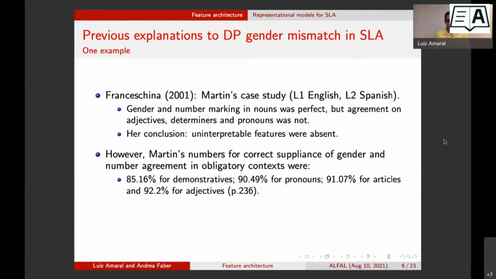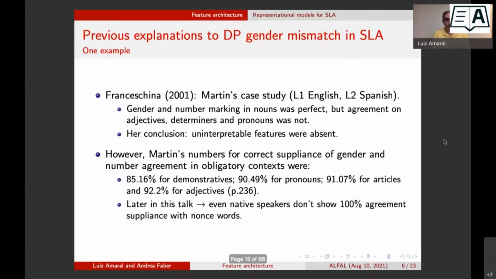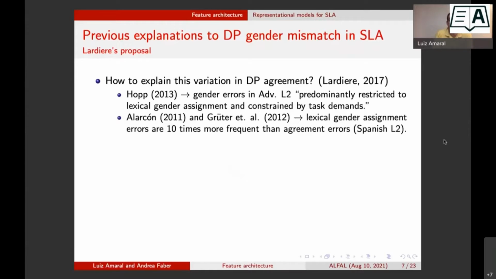Yes, we agree that there is a problem, but then saying that he doesn't acquire uninterpretable features is a little bit strong, right? So later in this talk, we will see that when we use nonce words, because of the nature of the experiment that we are using, even native speakers don't show 100% agreement suppliance with nonce words, right? So we'll get back to that in a minute.